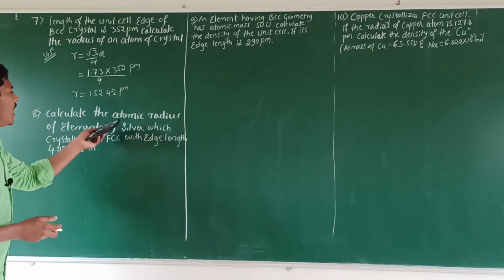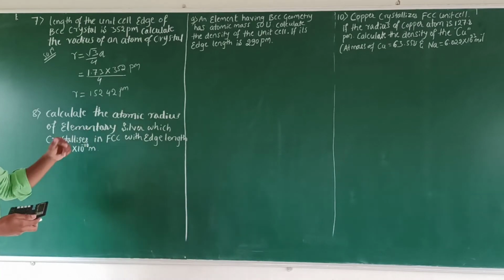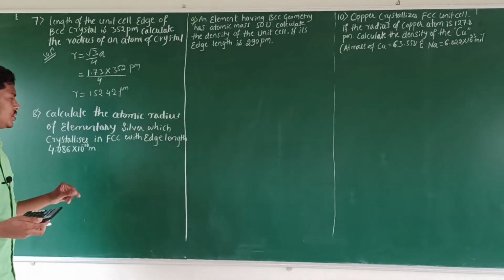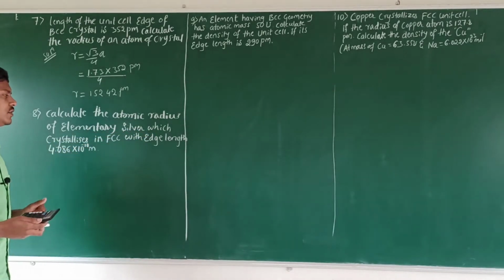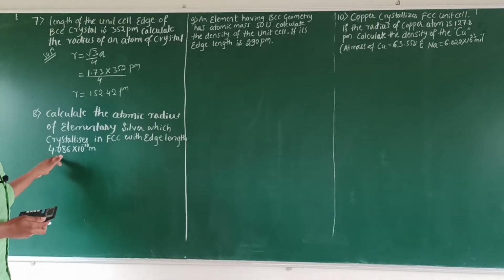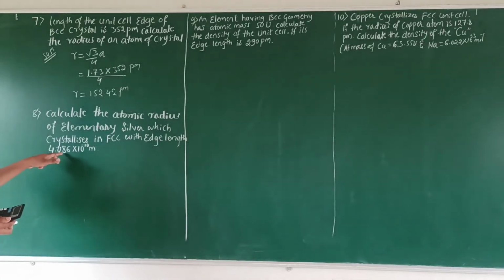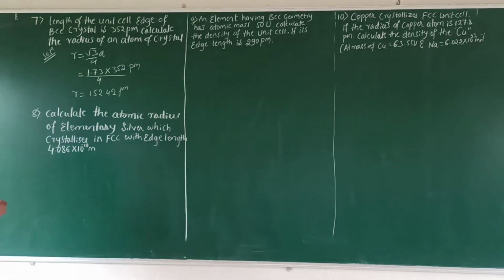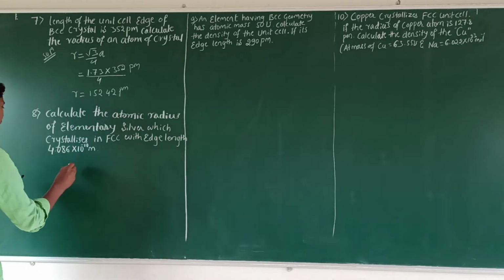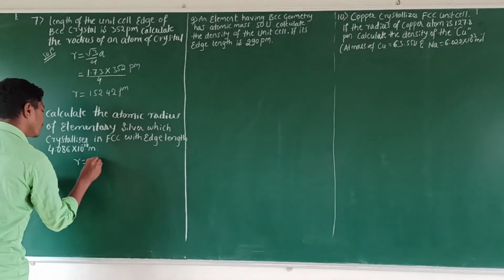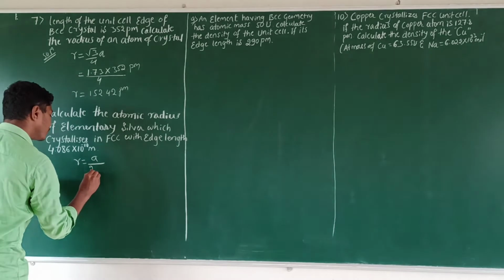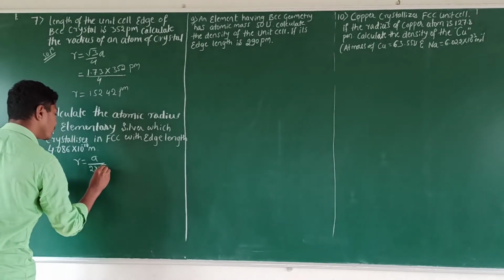Okay, calculate the atomic radius of the element silver, which crystallizes in FCC with an edge length of 4.086 into 10 to the power minus 10 meter. Okay, you have to write 10 to the power minus 10. That is r is equal to a by 2 root 2.